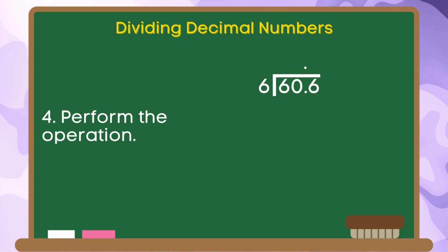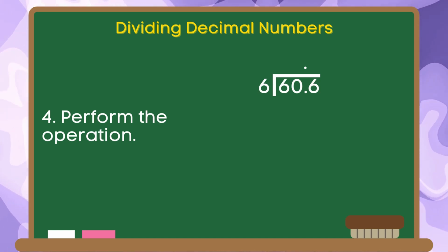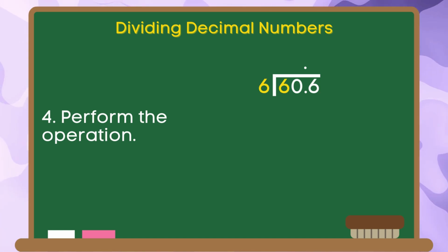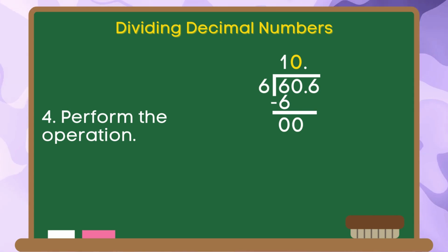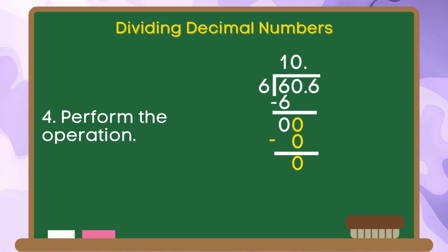And for our last step, perform the operation. 6 divided by 6 is equal to 1. 1 times 6 is equal to 6. Let us subtract. 6 minus 6 is equal to 0. Bring down 0. 0 divided by 6 is equal to 0. 0 times 6 is equal to 0. Let us subtract. 0 minus 0 is equal to 0.